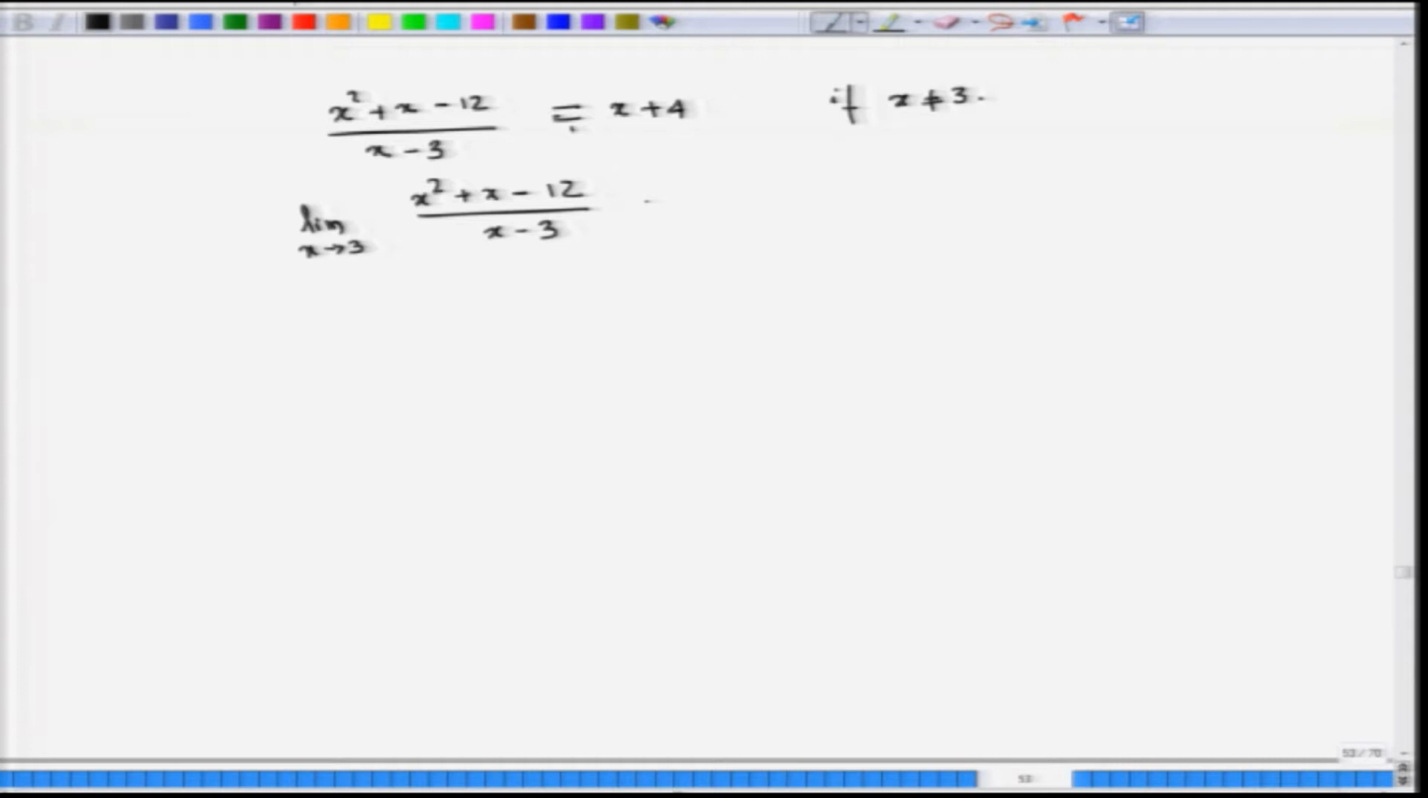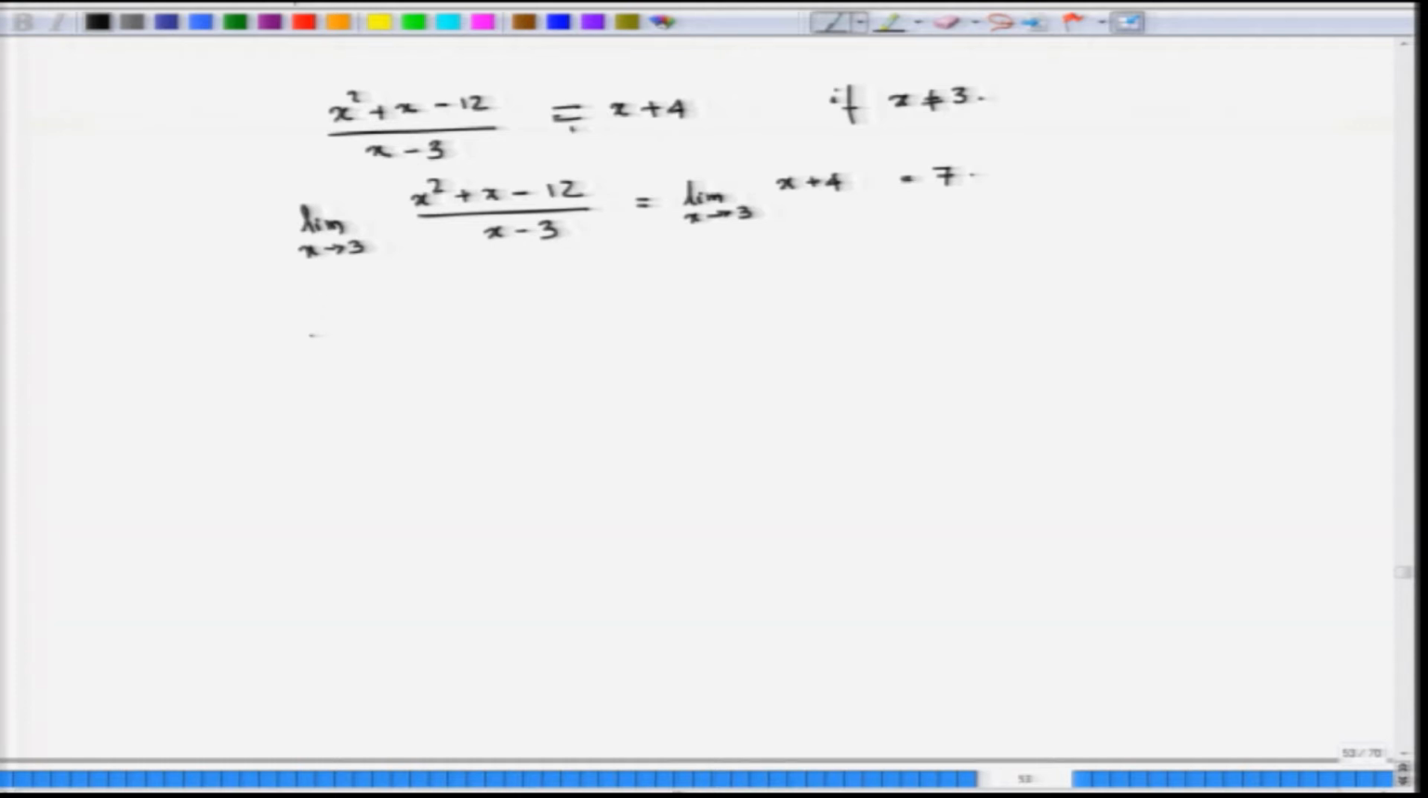So, now limit x goes to 3 means x is not equal to 3. In a very small neighborhood of 3 we are considering our x. So, in that case this is going to be limit x goes to 3 of x plus 4, which is equal to 7. So, this is the concept of limit we have defined.